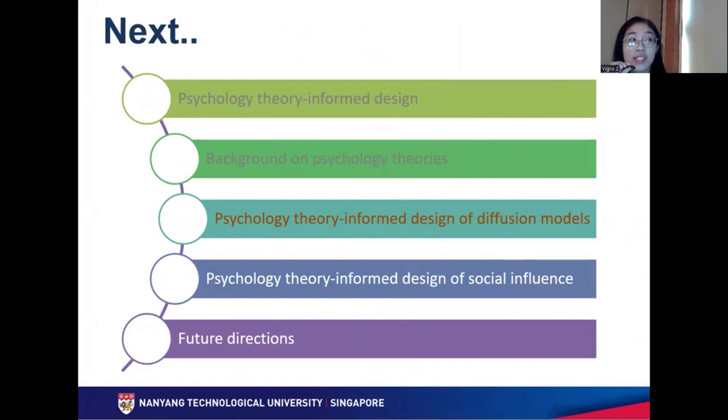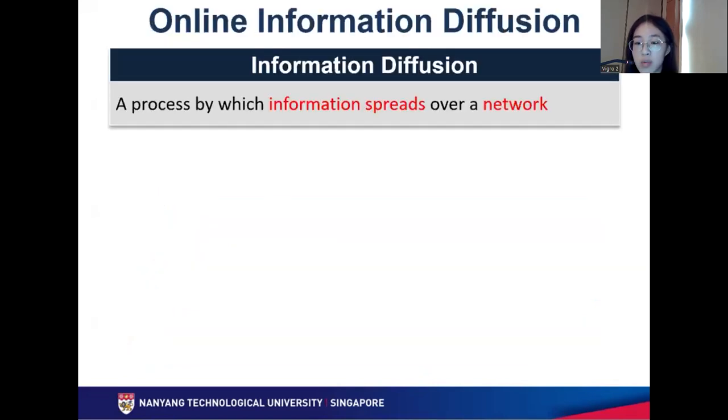Hi, I'm taking the second part, to introduce how psychology theories will be used to inform the design of diffusion models. Before the formal introduction of the diffusion models, let's quickly understand what online information diffusion is. It's a process by which information spreads over a network. Here I highlight three keywords: the information, the spread, and the network.